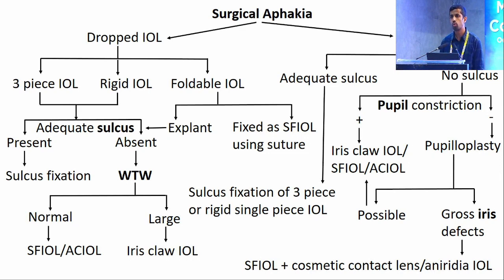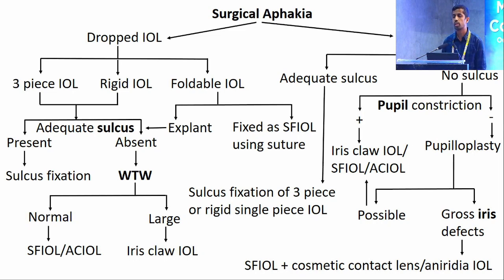If we have a foldable IOL drop, we can explant it, and then based on the sulcus support we can go for sulcus fixation or an SFL or iris claw IOL. Some surgeons have also designed SFL techniques for foldable IOL where they fix it using sutures.